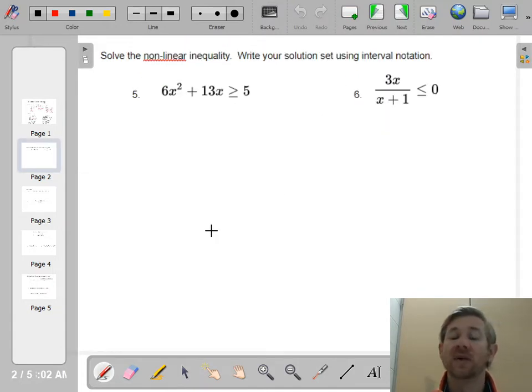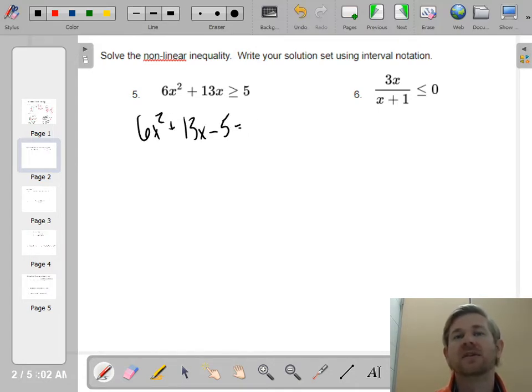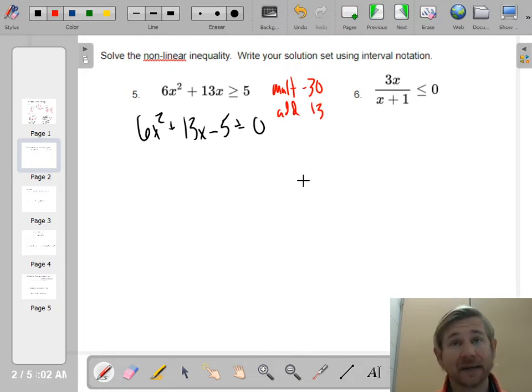Nonlinear inequalities. So you want to solve these like any other equation here. 6x squared. If it was a quadratic, you would set it equal to 0, and then we'll factor. Well, it's greater than or equal to 0. Okay, we're still going to factor. 6 times negative 5. The numbers we need multiply to negative 30 and add to the middle. The middle is 13. Be careful, it's not 10 and 3.